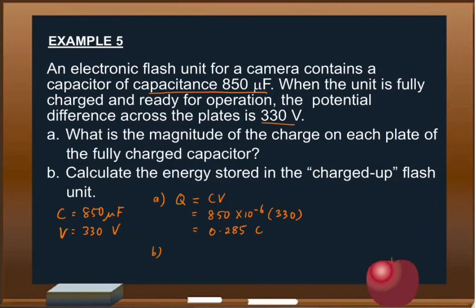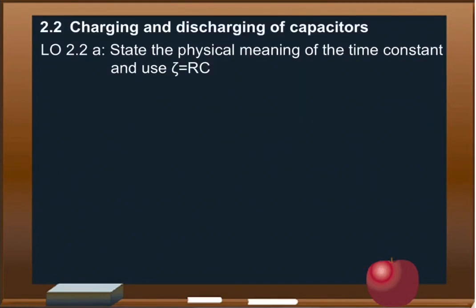And then for energy stored is U. So just use the formula of U, which is equal to half QV, or another formula that you can use is half Q squared over C. And then another formula that you can also use is half CV squared. So let's say I use half QV, then just substitute in values of Q and V to get U, which is 47.025 joule.